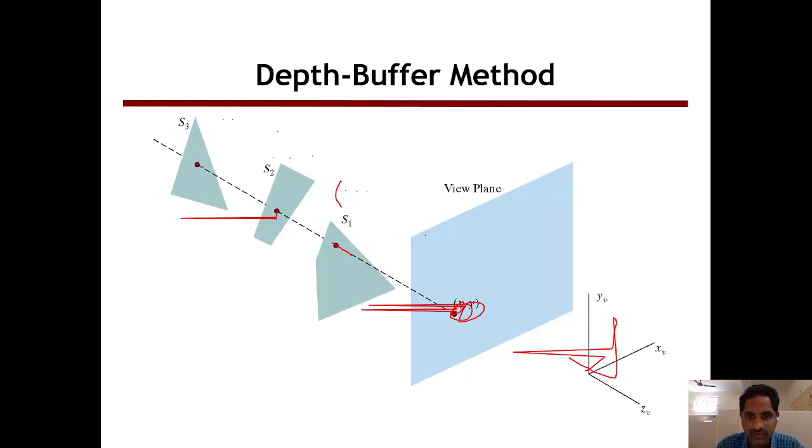So now we can find which surface has the smallest value and determines the color in the particular view plane. It may be S1, maybe S2, or maybe S3. So based upon the Z view direction, you can find S1, S2, and S3.